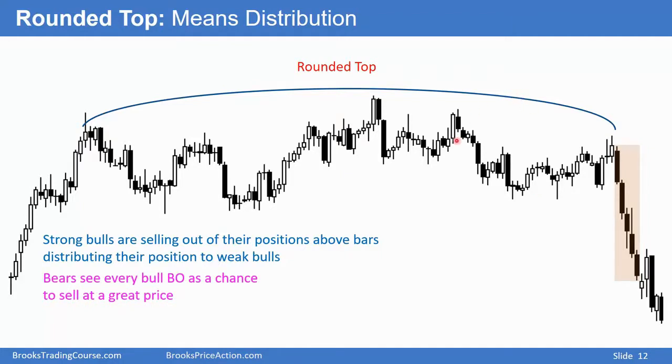The strong bears look for these bull breakouts. They think the market is topping out. And every time they see a strong bull bar closing on its high, they sell. You can see what the follow through is. A bull bar, the bears sell. So the strong bears are betting that all of these reversal attempts will fail.